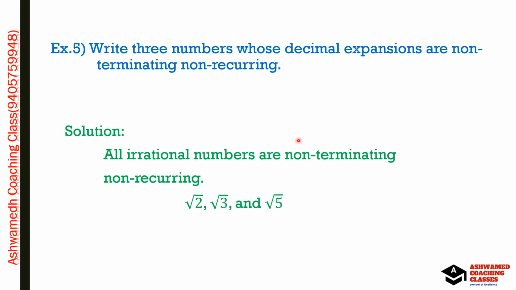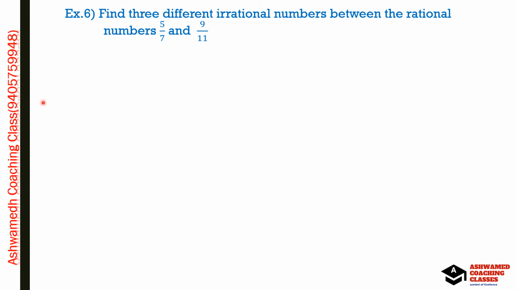Non-recurring, non-terminating means irrational, and rationals are terminating or non-terminating, recurring. We have discussed this already in the previous lecture. So if you haven't gone through that lecture, just go through it so that you can understand the concept of rational and irrational. Irrational means non-terminating, non-recurring, and rational means either terminating or non-terminating, recurring. So this is the difference between them.